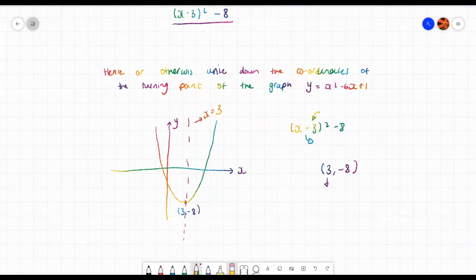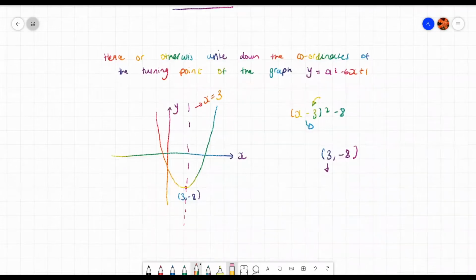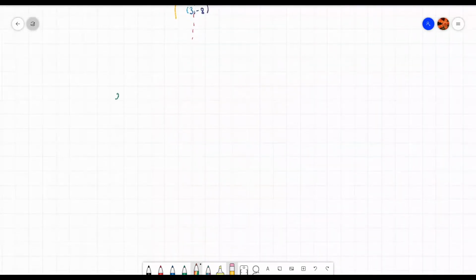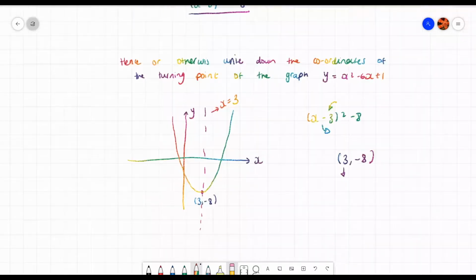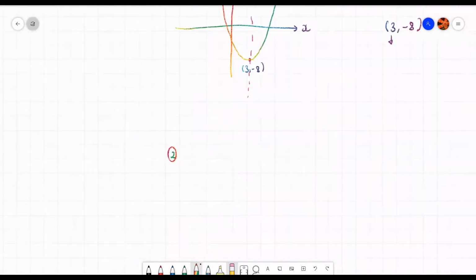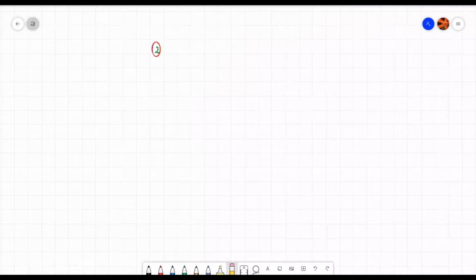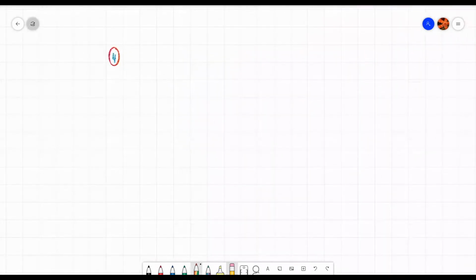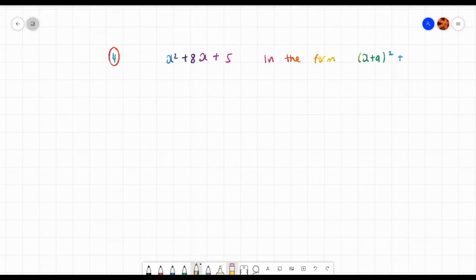Right, let's have a look at another question like this then. Question 4. I'm not going to write down the full question, but we're going to say that we're going to write x squared plus 8x plus 5 in the form x plus a squared plus b. So again, that means complete the square.